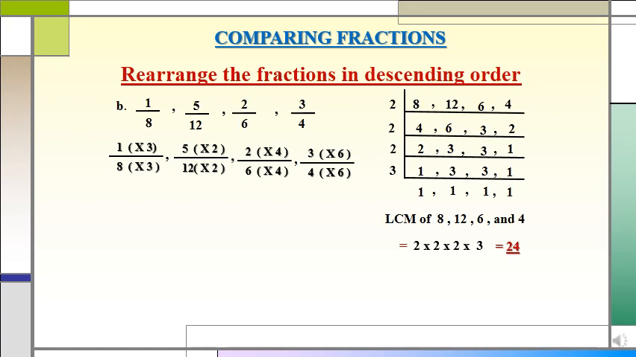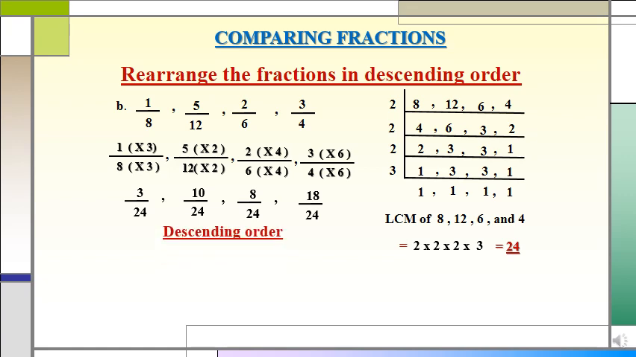We will get fractions with denominator 24 now. The first one, 1 multiplied by 3 is equal to 3. So 3 by 24. Second fraction, 5 multiplied by 2 is equal to 10. Hence 10 by 24. The third fraction, 2 multiplied by 4 is equal to 8. Hence 8 by 24. And the last fraction is 3 multiplied by 6 is equal to 18. Hence 18 by 24.